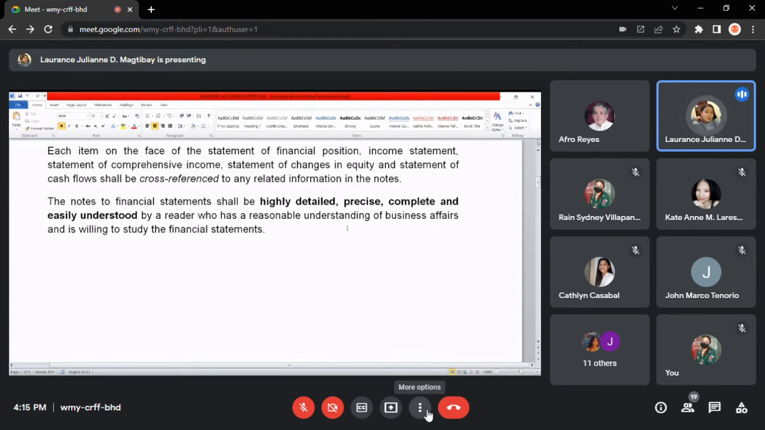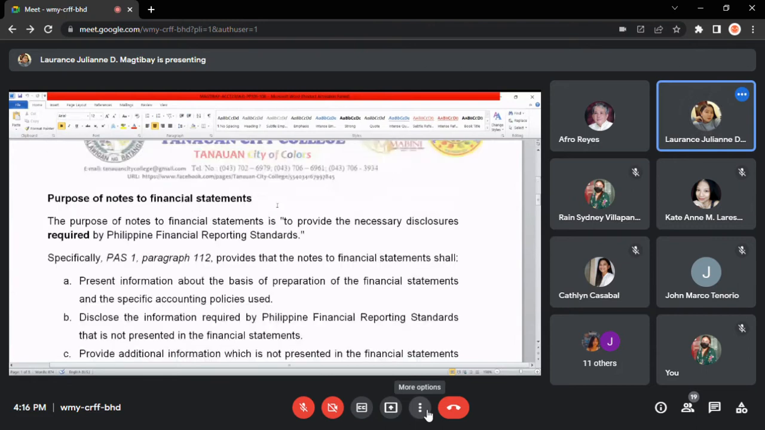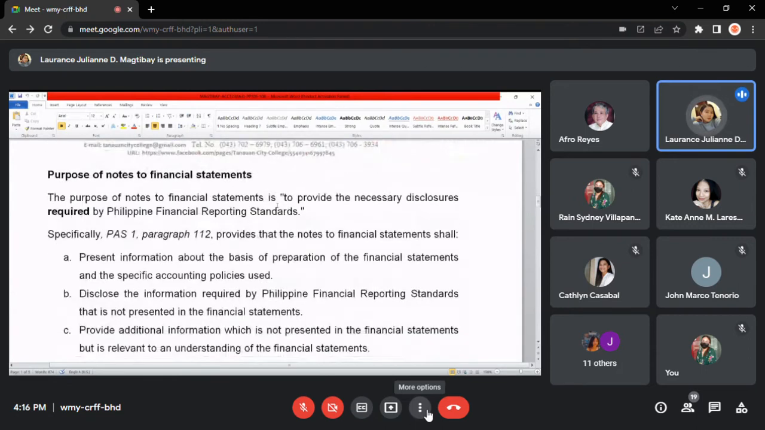Next, the notes to financial statements shall be highly detailed, precise, complete, and easily understood by a reader who has a reasonable understanding of business affairs and is willing to study the financial statements. So sabi po dito, dapat highly detailed, precise, kompleto, at madaling maintindihan ng mga mambabasa, kung sino ba talaga yung may need nun or yung willing na mag-study ng financial statements. So sabi po dito, purpose of notes to financial statements.